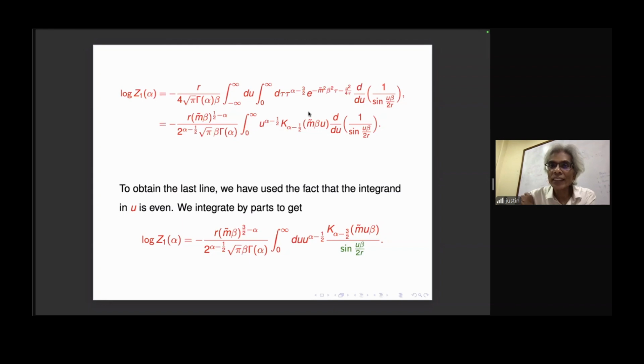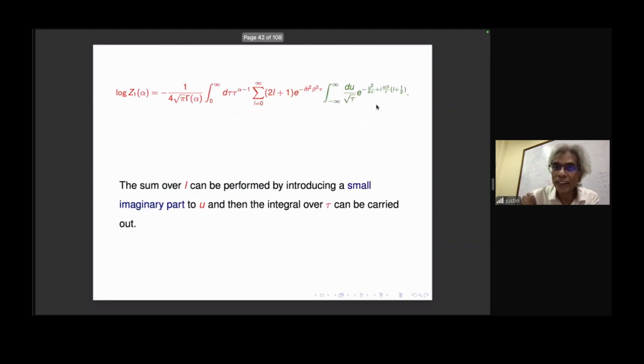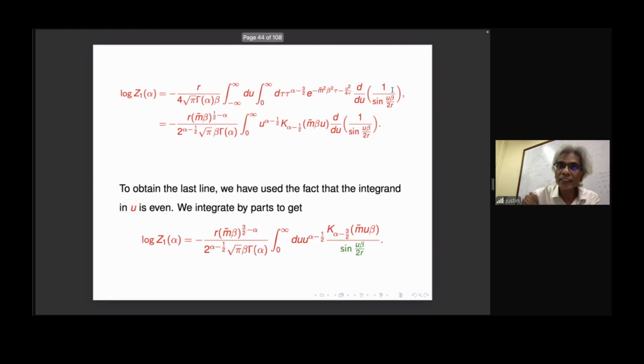So once you do the L sum, okay, let's go back slightly. You can do the L sum, which is basically a derivative of the geometric series, and that becomes a derivative because of the 2L plus 1 in front. So that becomes this, and now we can do the tau integral, which basically results in a Bessel function, and we arrive at this particular form. And you can find some evenness property and convert it into this particular integral. So the difficulty of summing over L is over. But we still have this expression in which there's a Bessel function and there is this integral.